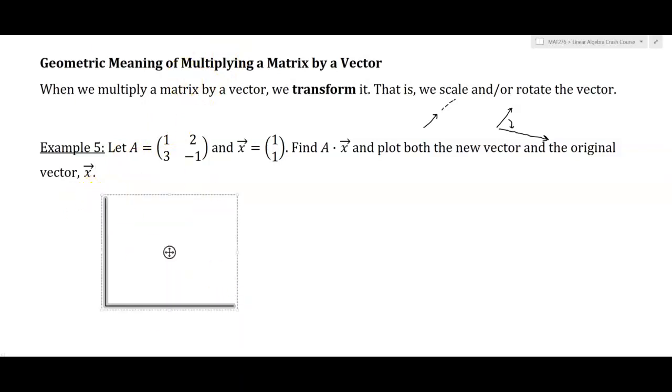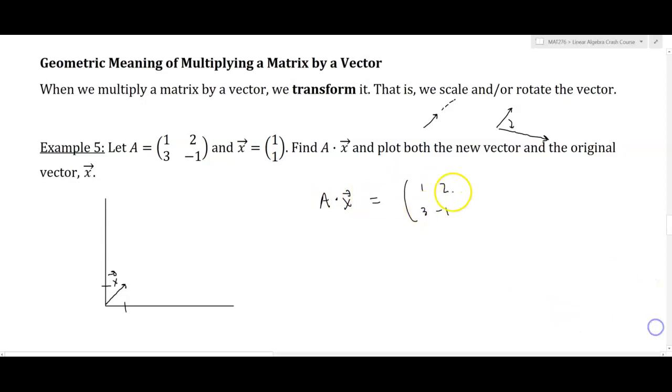So here we'll kind of scale this. We'll say here's the 1, 1 vector right there. There's our original X. And now I'm going to perform the multiplication of A by X and see in what way that's going to transform X. To do that, I have to take 1, 2, 3, negative 1 and multiply it by the 1, 1 vector. We know from our past experience that this vector and this vector are going to get scaled by this and this respectively, and the results are going to get added together.